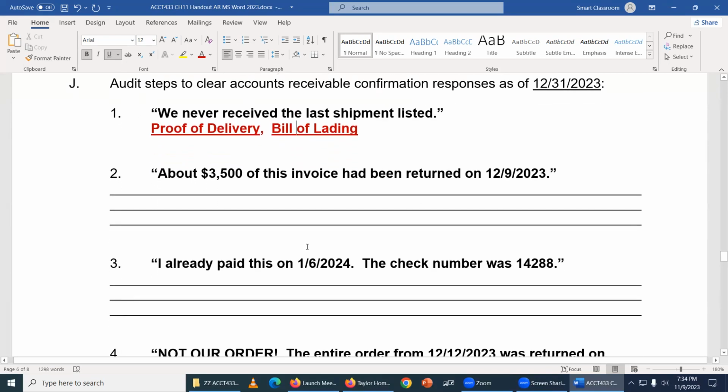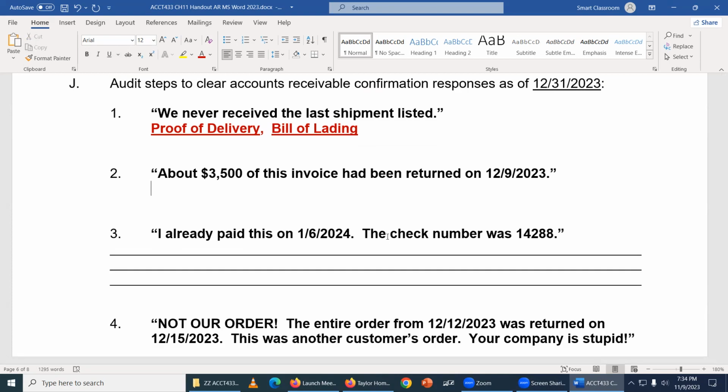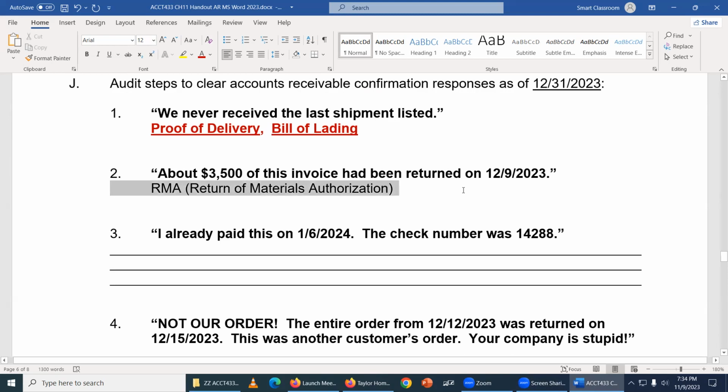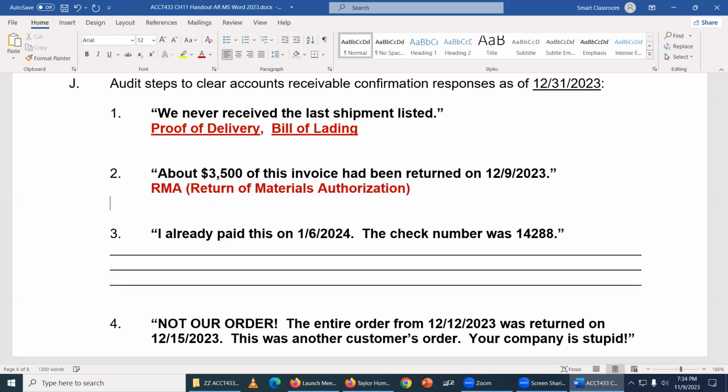Okay, number two: about $3,500 of this invoice had been returned on 12/9/2023. I know I didn't talk about this. There are two things that there could be. There could be what they call an RMA, which you guys are probably familiar with. It stands for return materials authorization. So there's an RMA, and usually that'll come from the company. Someone says, hey, you sent us the wrong stuff, and they say, okay, here's the RMA number, and they send it back. And there should be a receiving report.